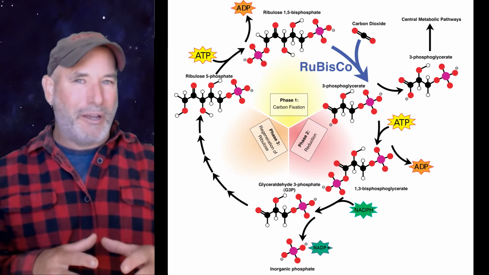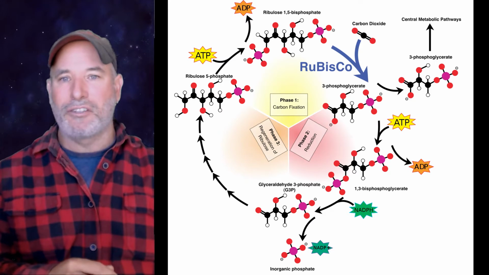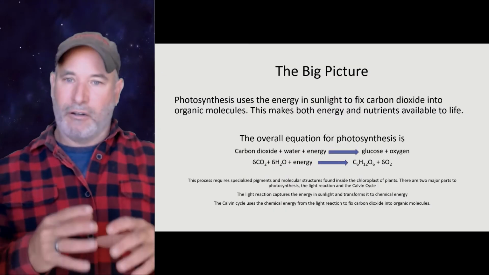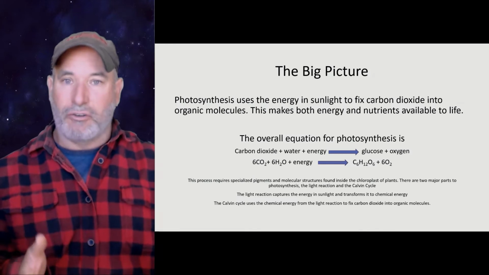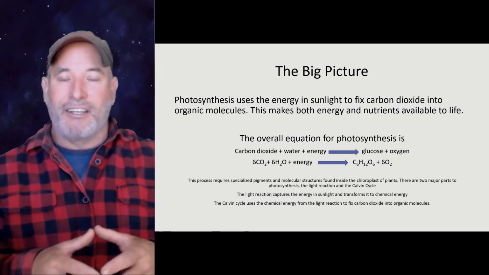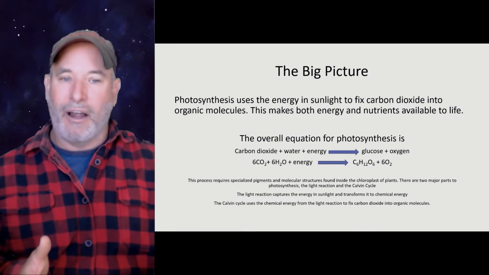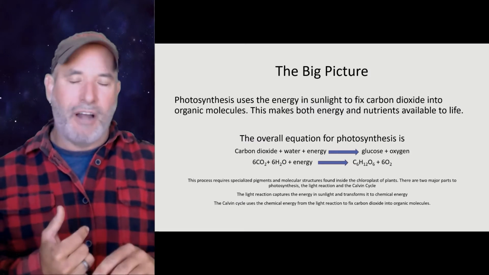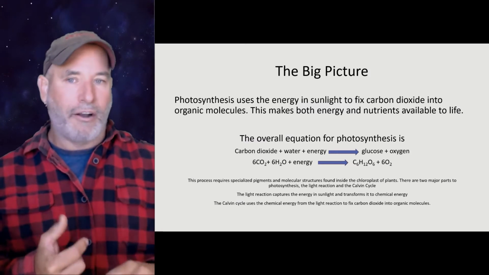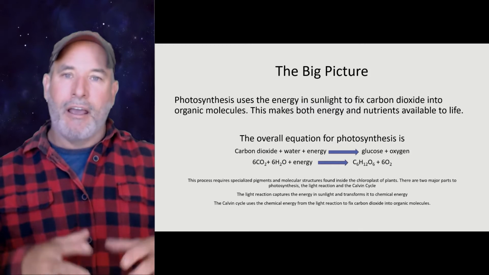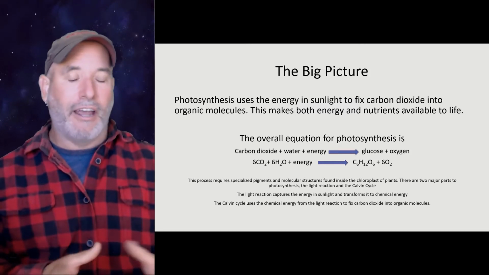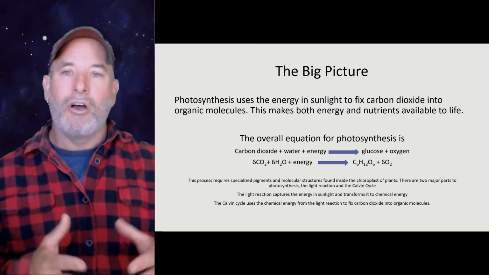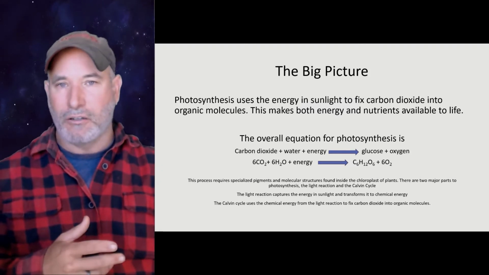So let's start with the big picture. You know me, I like to always dive in with the big picture. So what are we doing here? Photosynthesis in general: photo means light, synth means put together, or putting together by light. So we're going to take some carbon dioxide, some water, and the energy in sunlight, and use that to make an organic molecule like glucose, and in the process, we're going to release oxygen.